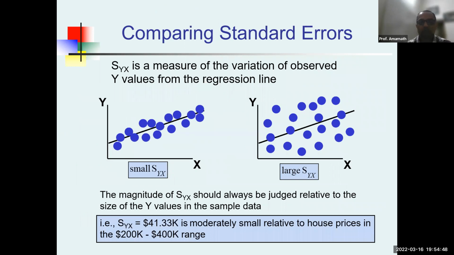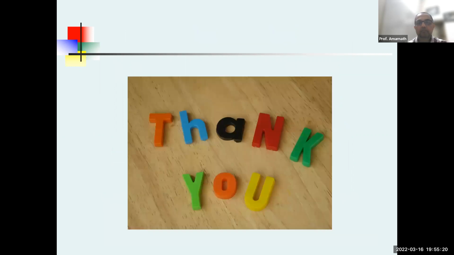So how do we understand that? Comparing standard errors, the magnitude of SYX will always be judged relative to the size of Y values. So here SYX is $41.33 thousand, which is moderately small relative to house prices in the 200 to 400 range. So that's what we can come up with for standard error. This is the main gamut of understanding the regression.